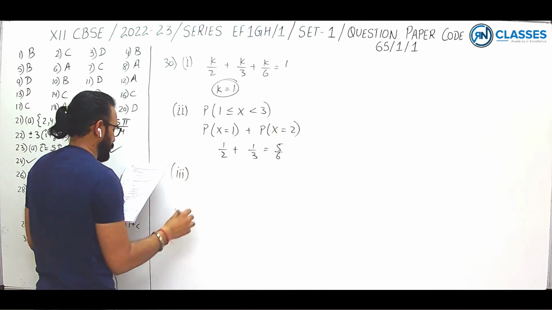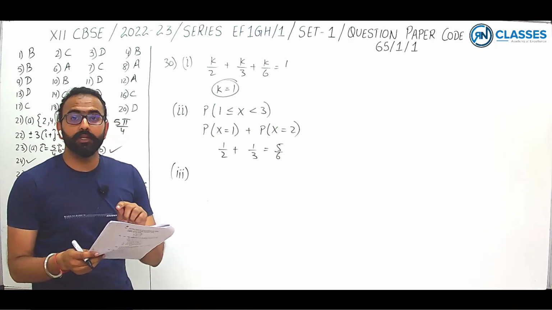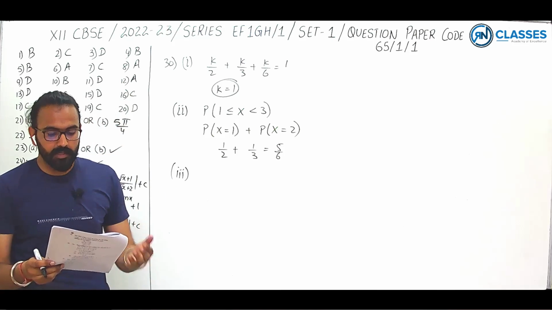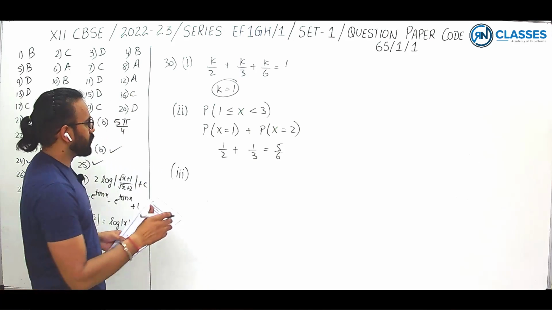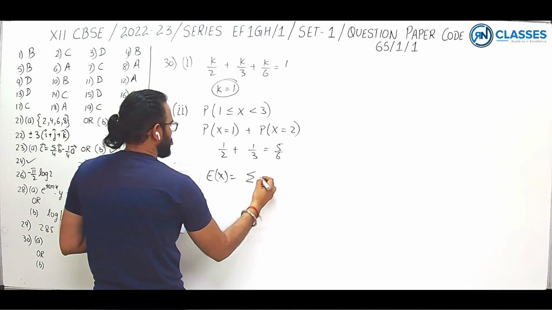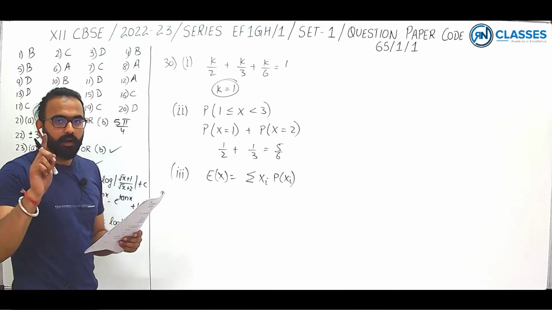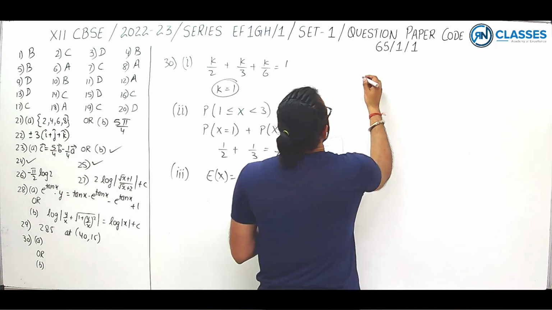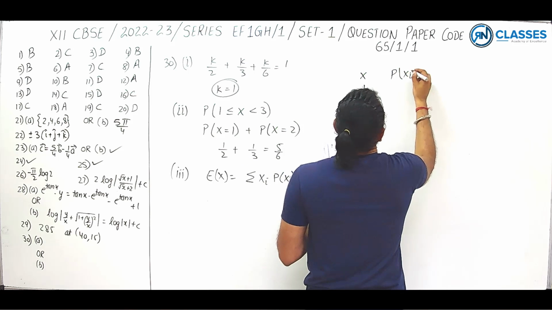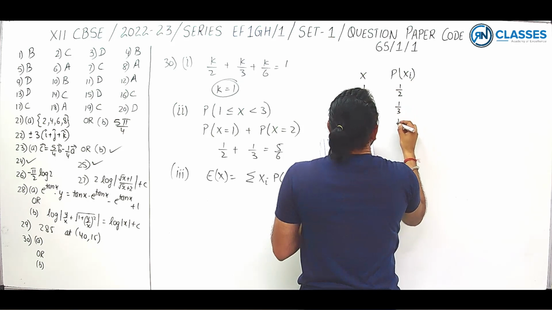And similarly, the third part is to find the expected value of x. It is also written ahead that the expected value of x is the mean of x. So the expected value of x is equal to the summation of xi into p of xi. If you pay attention, the probability distribution table has 1, 2, 3. Their corresponding probabilities are k by 2, that is 1 by 2, 1 by 3, and 1 by 6.